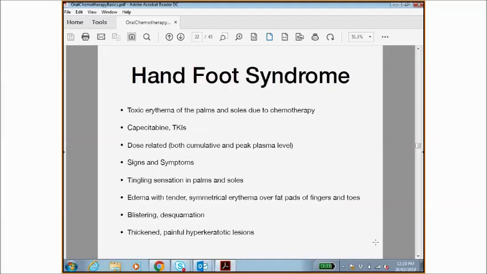Hand-foot syndrome is a toxic erythema of the palms and soles due to chemotherapy. Capecitabine and TKIs are known for this. It seems to often be dose-related, so both cumulative doses or peak doses. Signs and symptoms would be tingling sensations in the palms and soles. There could be edema with tender symmetrical erythema over the fat pads of the fingers and toes. It can lead to blistering and desquamation, and there could be thickened, painful hyperkeratosis.